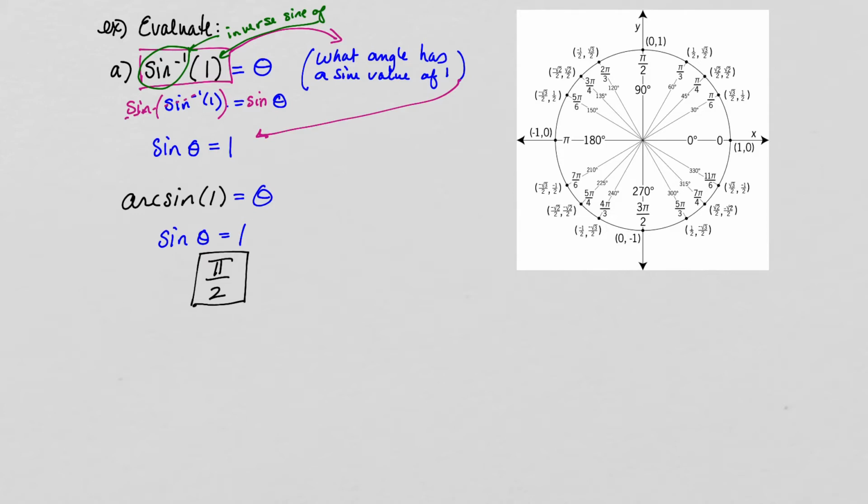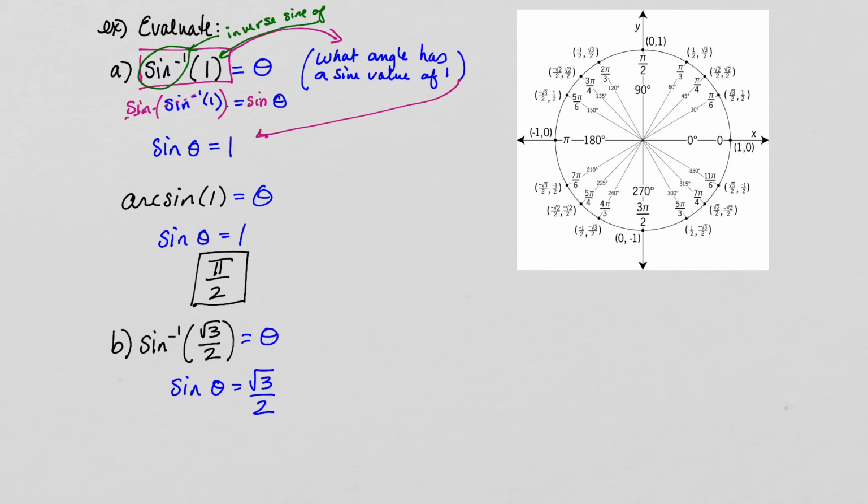So let's try another one. What about B, the inverse sine of root 3 over 2? Again, I can think of this as equal to some angle, and then we're saying the sine of that angle is equal to root 3 over 2. Sine is the y value, so if I'm looking on the unit circle, where is the y value equal to root 3 over 2?